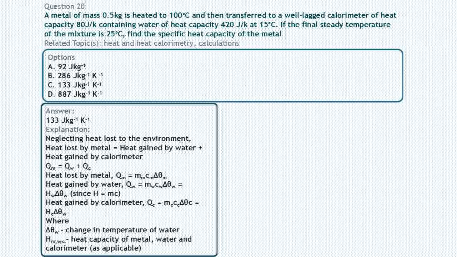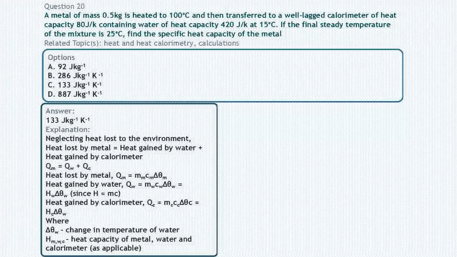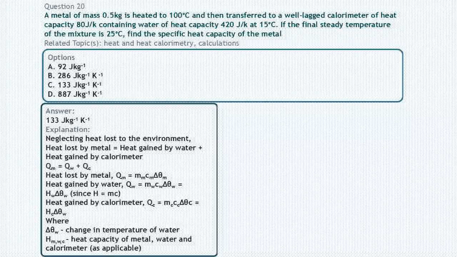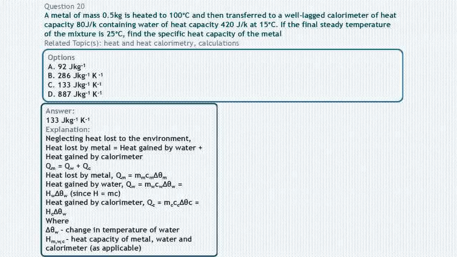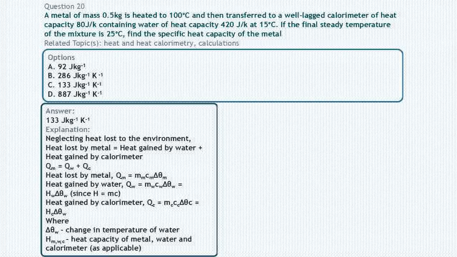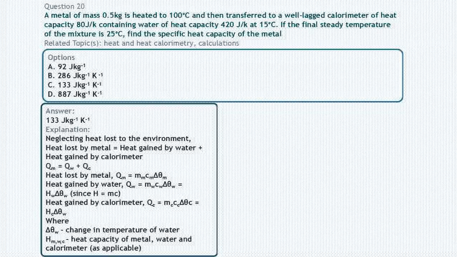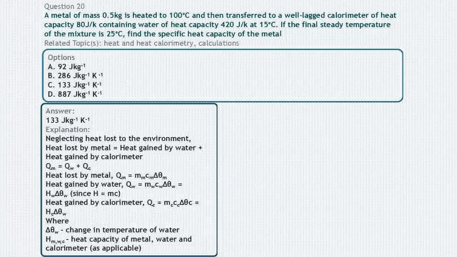We are going to use it for water here. So for the water, just represent this mwcw as hw. The heat gained by the calorimeter will be equal to mc cc delta theta c: the mass of the calorimeter, the specific capacity of the calorimeter, and delta theta c, the change in temperature of the calorimeter.